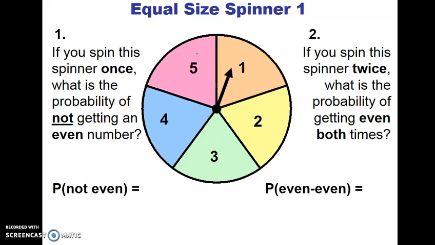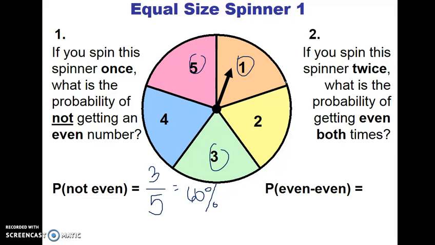So that would be 1, 2, 3 out of 5. So there are 3 not even numbers, or odd numbers, out of 5. So the probability is 3/5, or 60%. So that's easy. That's why it's called a simple event, because it's very simple to find the probability. But in number 2, you're spinning the spinner twice. So that's going to make it a compound event.